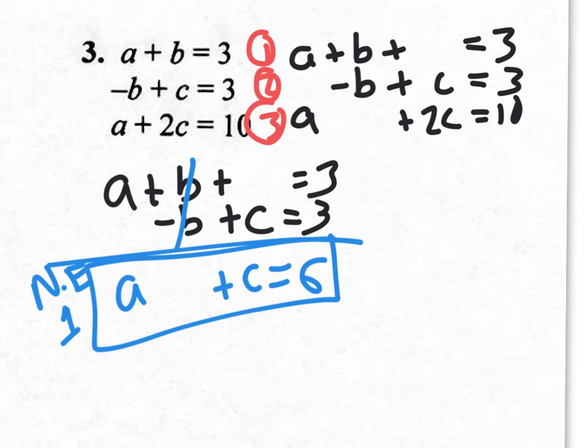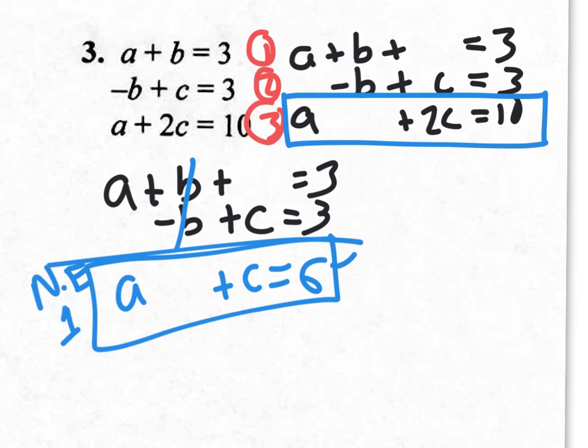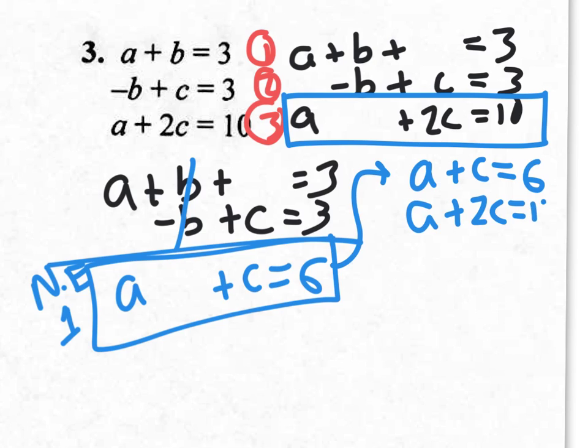Is that making sense? This one's so easy that some people might get confused. So 3 itself is my new equation number 2 for the system. So let's make a new 2x2 system. I'm going to put this one right here. It's going to say A plus C equals 6. And the other one's going to say A plus 2C equals 10. And now that's my new 2x2. I need to combine, cancel, and solve.